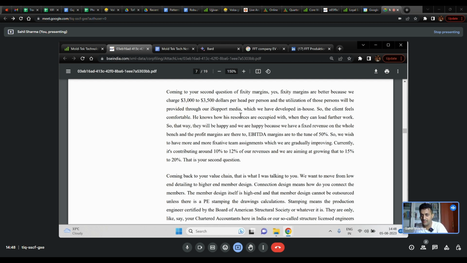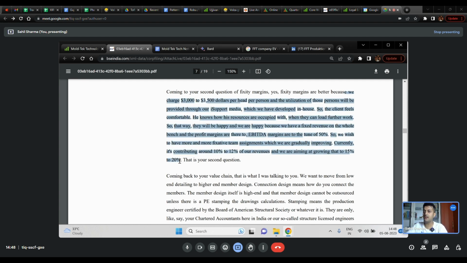Right. So I think he's given some very good details about the fixed team assignments, because they're charging $3,000 to $3,500 per person, and they have that software, I support media, for the clients to get a sense of how their resources are being utilized. All of this is at a 50% EBITDA margin, currently 10 to 12%, and they are aiming to grow it to 15 to 20%, right? So this is also exceedingly good detail.